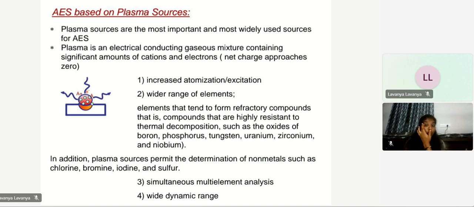Elements that tend to form refractory compounds, that is compounds that are highly resistant to thermal decomposition, such as oxides of boron, phosphorus, tungsten, uranium, zirconium, and niobium, can be determined. In addition, plasma sources permit the determination of non-metals such as chlorine, bromine, iodine, and sulfur. Simultaneous multi-element analysis is possible in atomic emission spectroscopy, with a wide dynamic range.